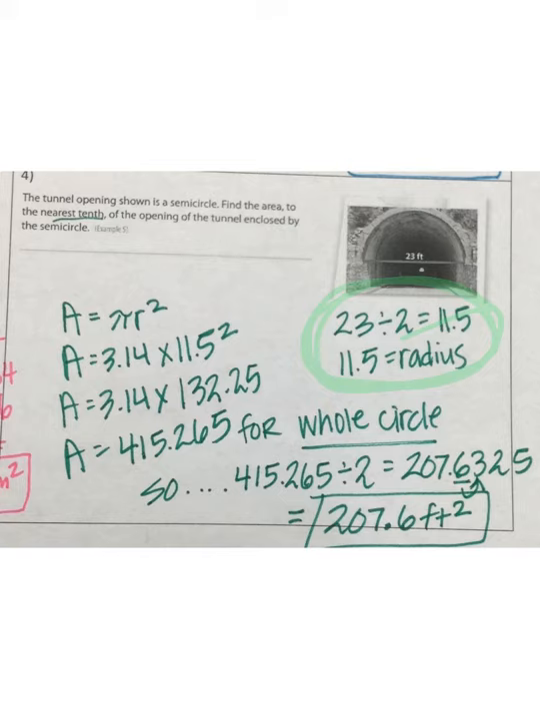But again, it's a semicircle, which is half. So my last step is I want to divide 415.265 by 2. And then when I did that, my result is right here. I referred to my directions, and it said to the nearest tenth. So 6 is in the tenths. 3 tells me to keep it the same. So final answer, 207.6 feet squared.